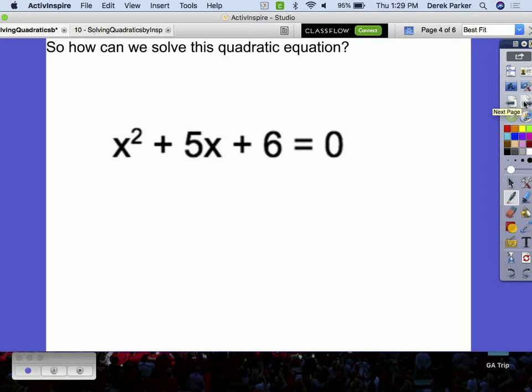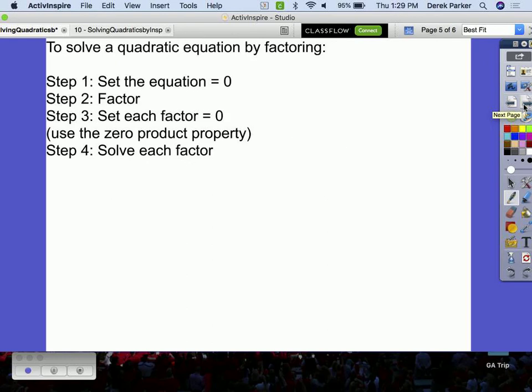We are going to do it by factoring. To solve a quadratic equation by factoring, your first step is to set the equation equal to 0. That is imperative. It has to be set to 0 no matter what. If it's not set to 0, you cannot solve the quadratic equation by factoring. Step 2, factor. Just like you did in the previous standard, you're going to factor. Set each factor to 0, so each set of parentheses to 0, then solve each one. Okay?